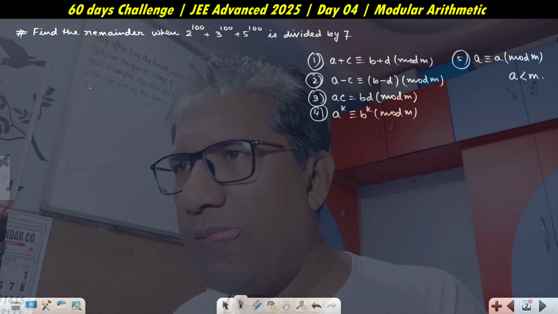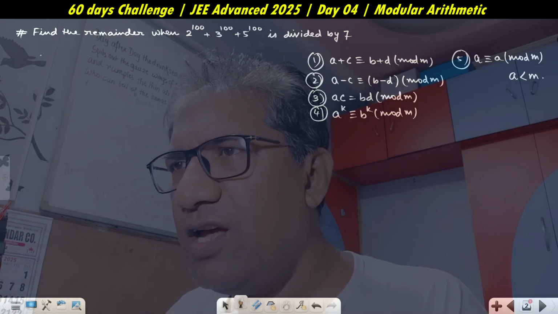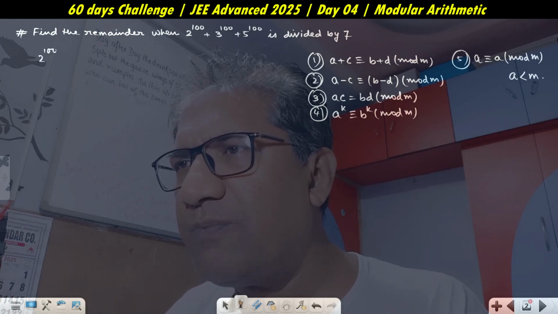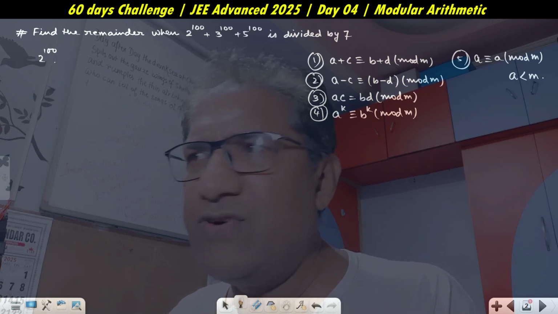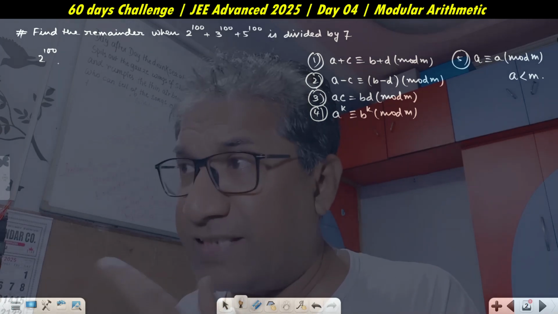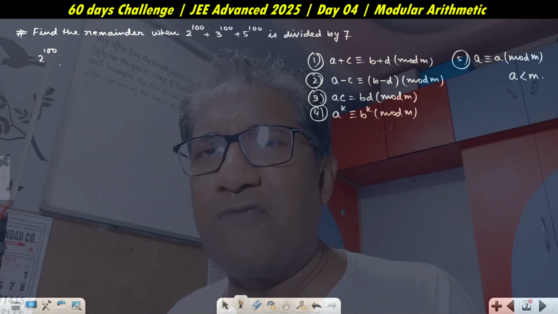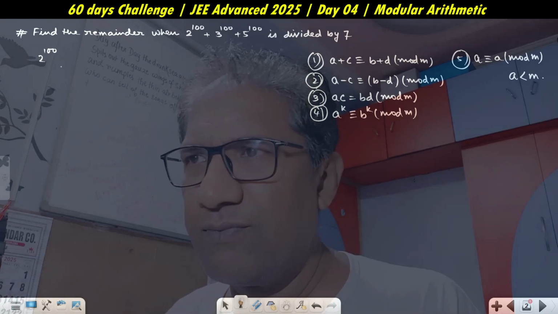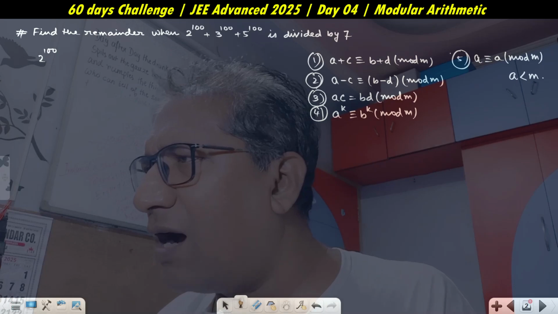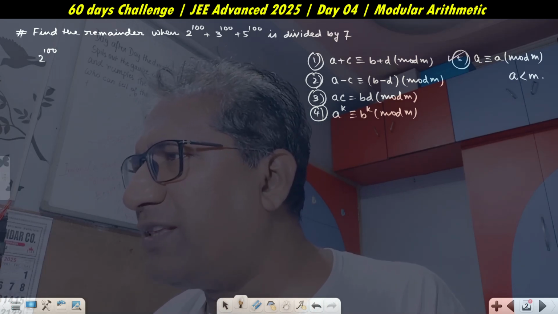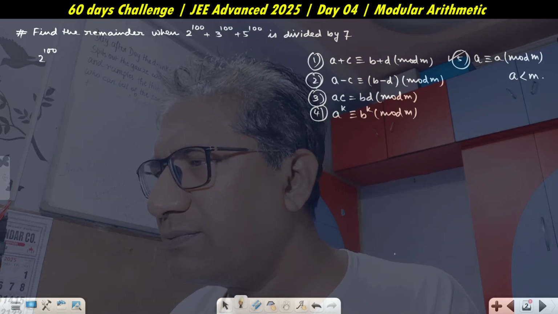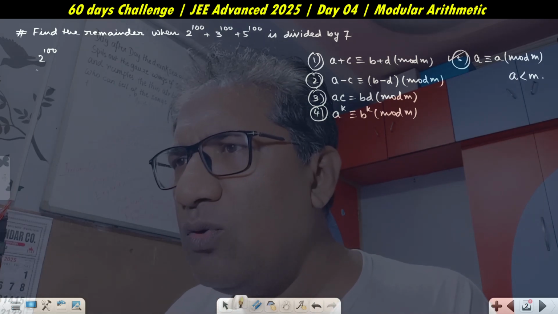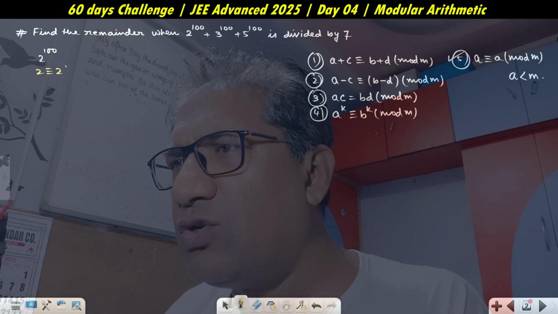So now, let me start with 2 to the power 100 first. When 2 to the power 100 is divided by 7, we are interested in finding out what will be the remainder. So always start this kind of problem with the fifth property. We will say that 2 is congruent to 2 modulo 7.